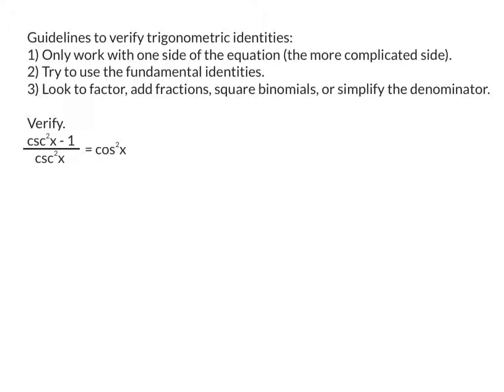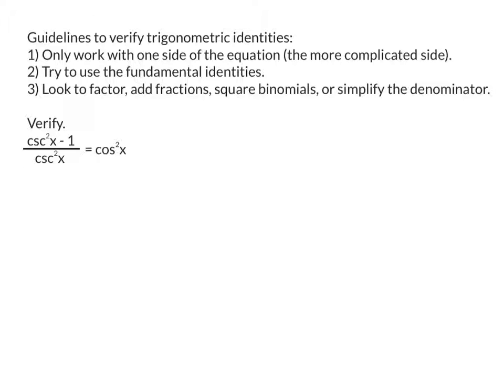So, some guidelines before we begin. First of all, we're only going to work with one side of the equation. Since we're unsure if they're equal, or haven't been guaranteed that they're equal, we cannot add or subtract things onto both sides. That only works in a true equality. Number two, we're going to use the fundamental identities, so if you need to refer to those, keep a list handy when we're working on these.